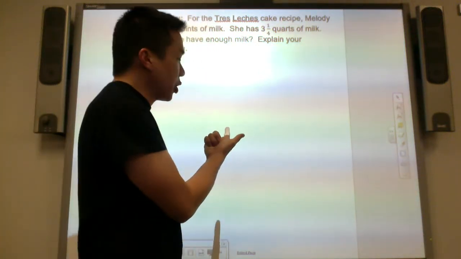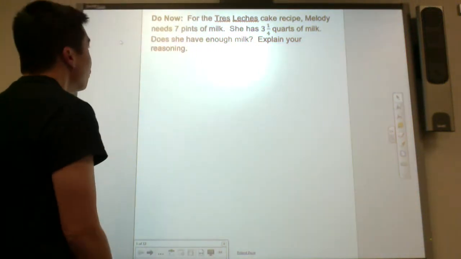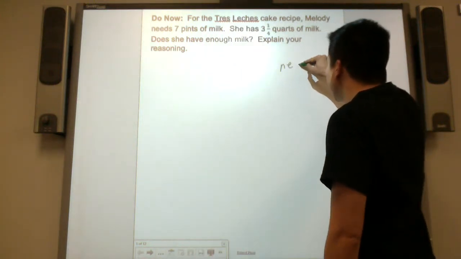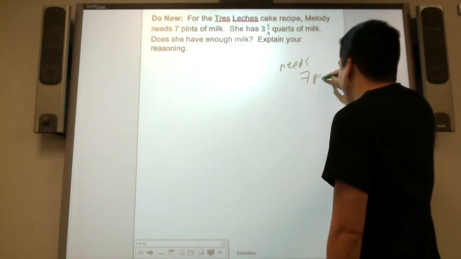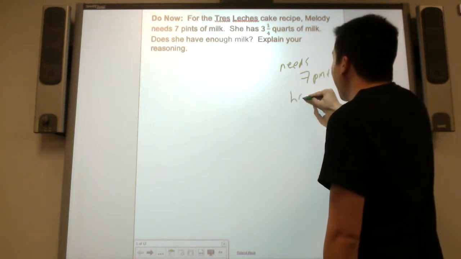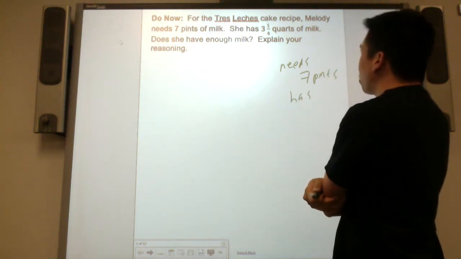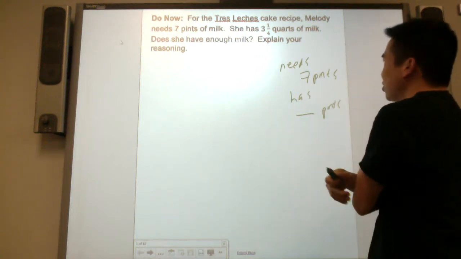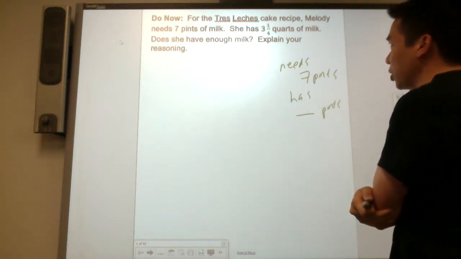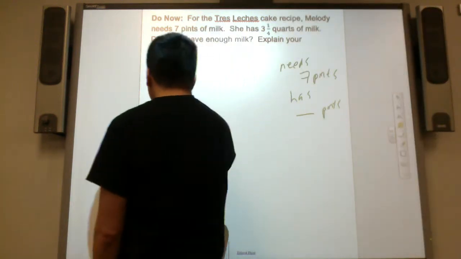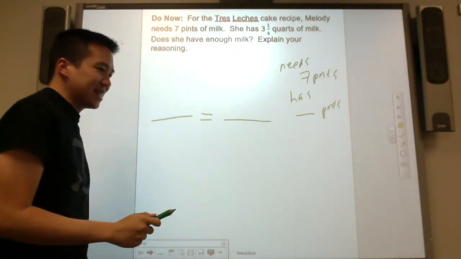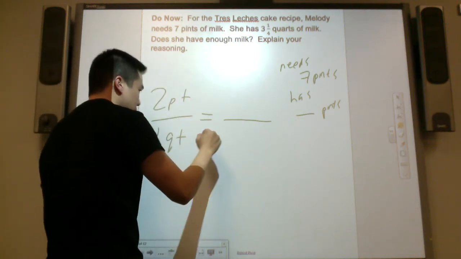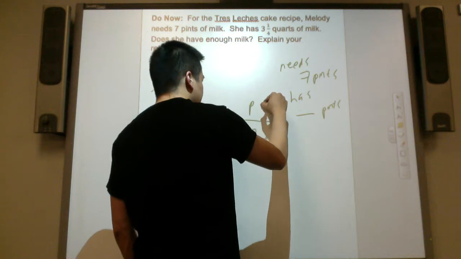So let's review what we learned in the previous lesson. For the tres leche cake recipe, Melody needs 7 pints. She has 3 1/4 quarts of milk. I wonder how many pints that is. So I need to figure out how many pints she has. Does she have enough milk? Explain your reasoning. If I look at my reference chart about pints and quarts, it says there are 2 pints per quart. So I'm going to set up a proportion.